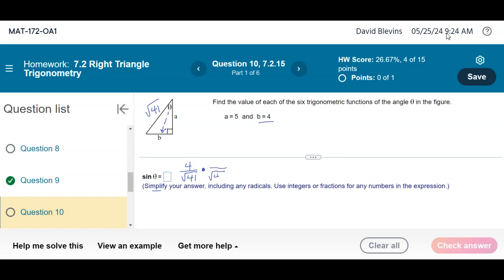That means I'm going to multiply the bottom and the top by that square root of 41. And what that does, the square root of 41 times itself is 41. That's what it means to be the square root of 41. That gets a denominator that's no longer a radical, and in the numerator we have 4 times the square root of 41. So that's how we would simplify the sine function in this case.